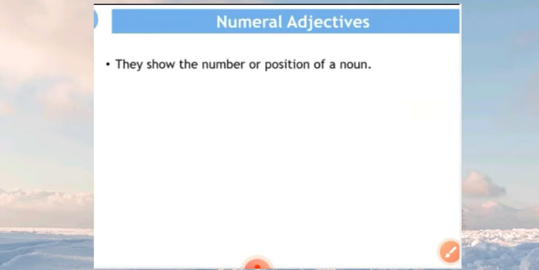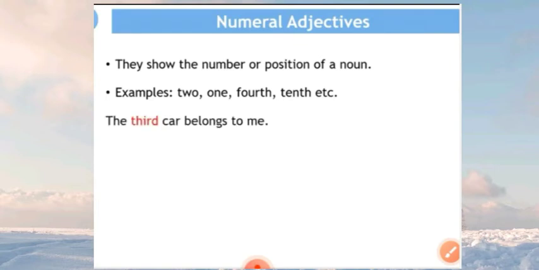Now, the numeral adjectives show you the number or the position of something. Numeral adjectives consist of both ordinals and cardinals. Cardinals are your numbers like 1, 2, 3, 4, etc. And ordinals are your words like first, fifth, 10th, fourth, etc., which show you position. So both cardinals and ordinals come under the category of numeral adjectives.